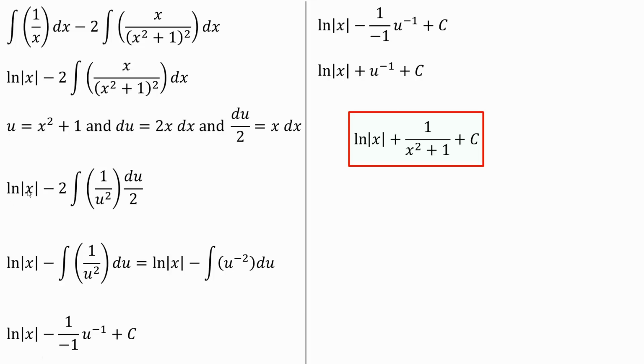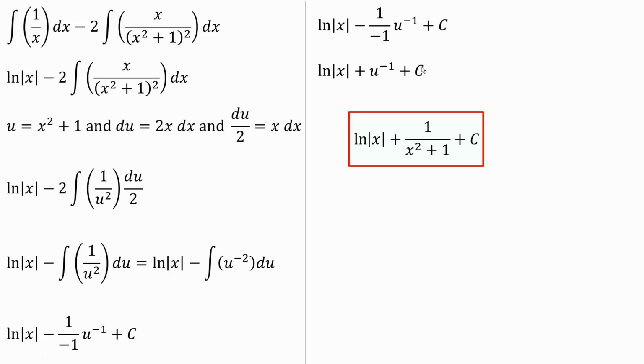So we get ln absolute value of x minus 2, the integral 1 divided by u squared, times du divided by 2. And so this 2 cancels, and so we get ln absolute value of x minus the integral 1 divided by u squared du. And so we can rearrange. So instead of saying the integral of 1 divided by u squared, we can say the integral of u raised to negative 2 du. Now we can easily take the integral of this piece. And so we would get this right here. And so this is a negative, and this is also negative, so it becomes positive. So this is what we get, ln absolute value of x plus u raised to negative 1 plus C.